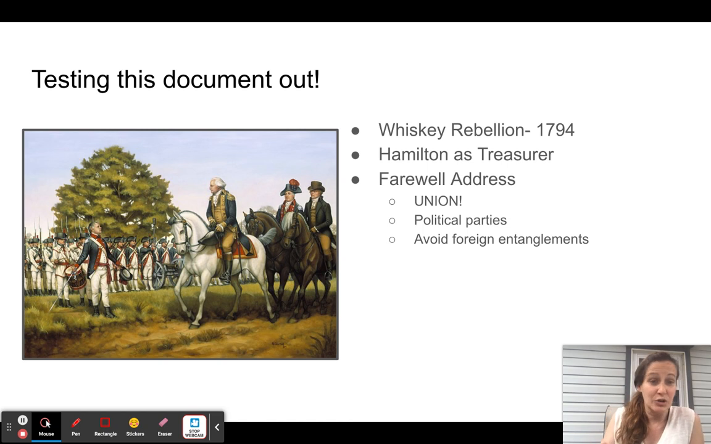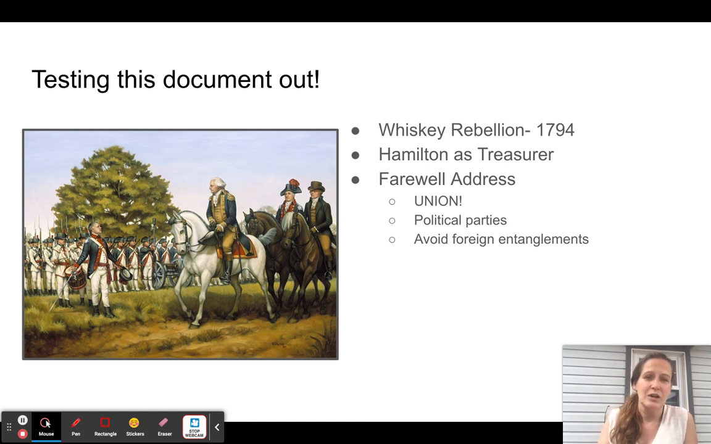The second part is political parties. He warned against them, pointed out why they were dangerous. One thing is it causes disunity, right? You see the polarization. So if you're trying to form unity, don't create something that forms disunity. So he warned against political parties.